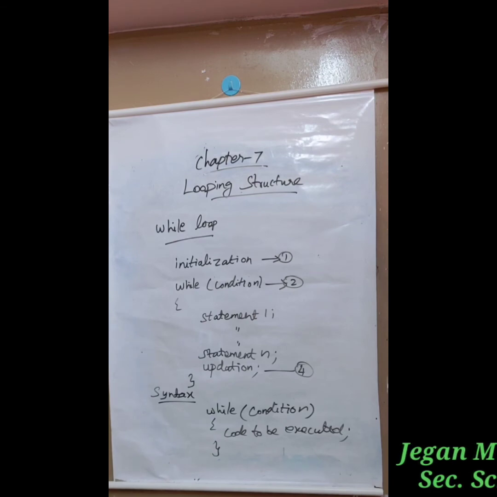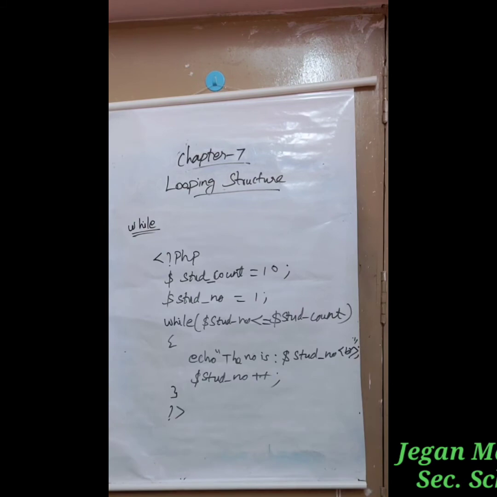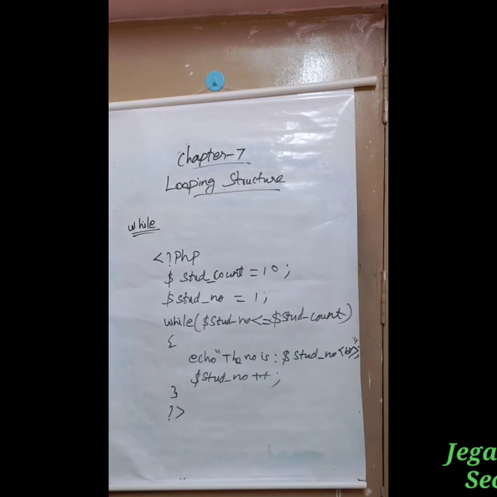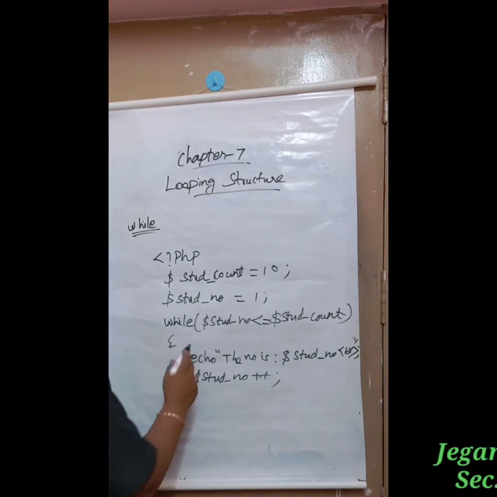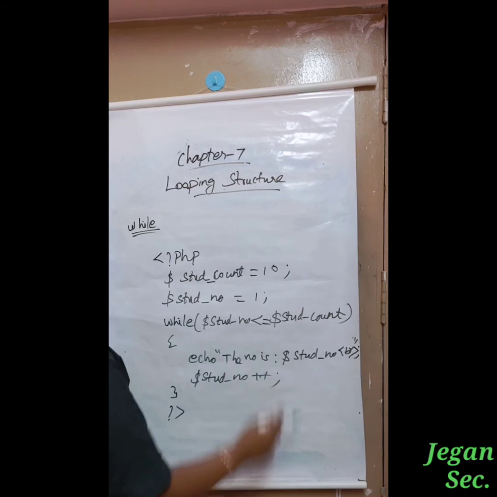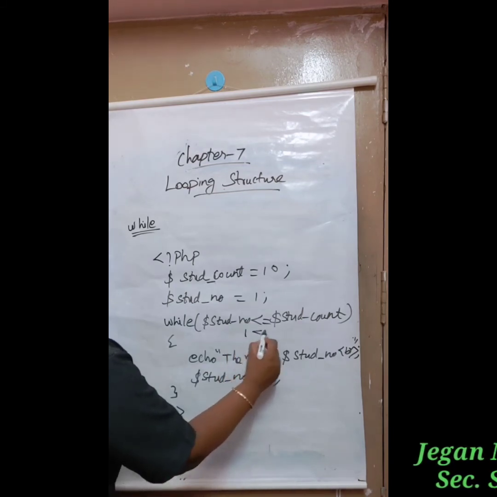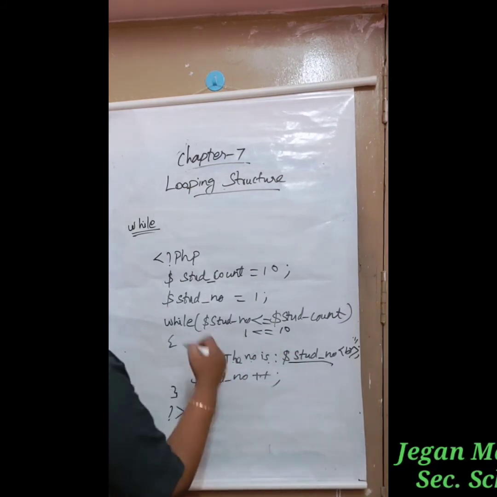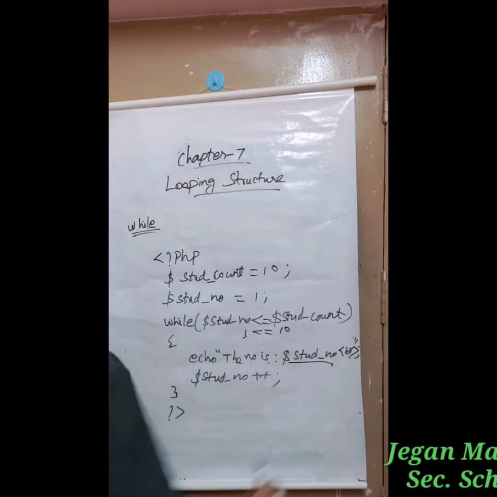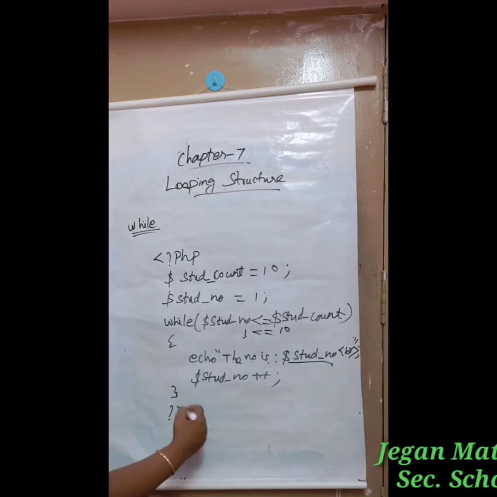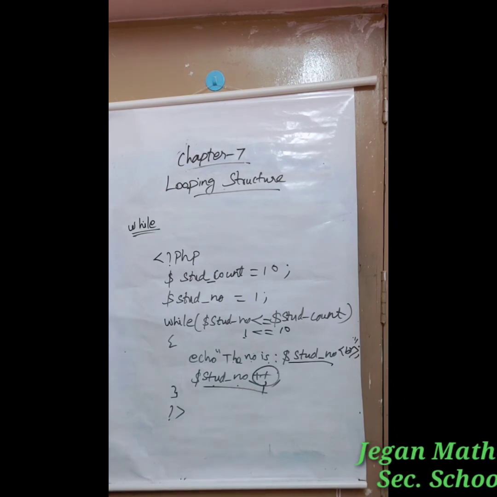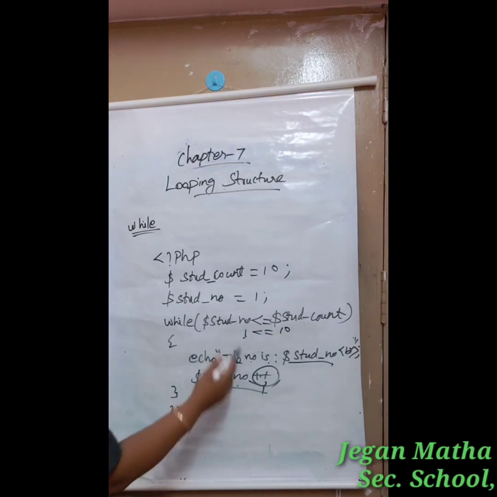Now let us see the example of while loop. PHP, student count 10, student number 1. First, we check the condition: while student number is less than or equal to student count. Here the number is 1, here 10, so the condition is true. So it prints student number 1, then break to the next line. Then the updation process: student number plus plus. Here the increment operator adds 1 to student number, so 1 plus 1 is 2.